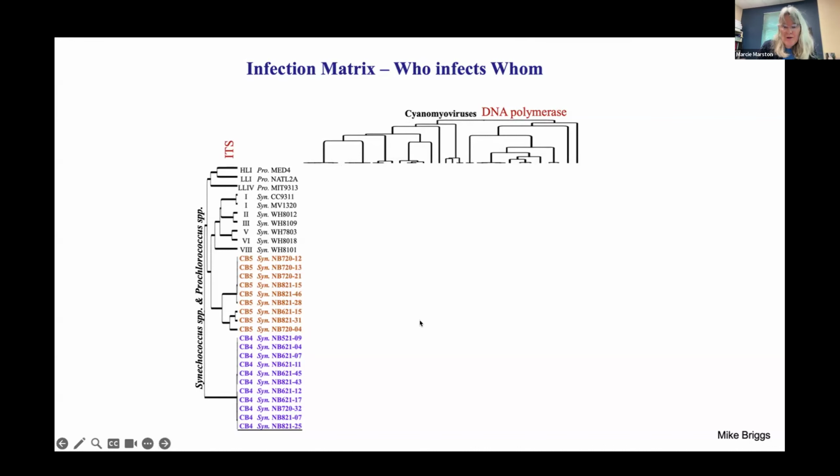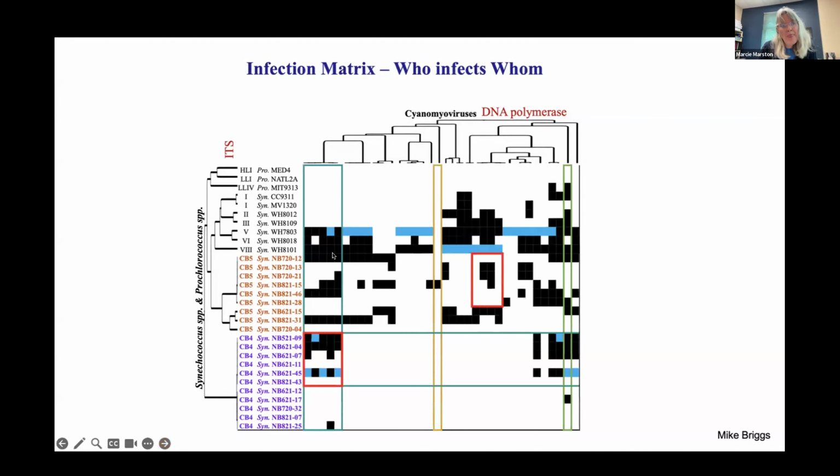So when we look at this matrix, the black indicates that this virus could infect that cell. Blue indicates which host the virus was isolated on. White indicates that there was no infection. And so indeed, just as John Waterbury saw that there were some Synechococcus that were resistant to co-occurring phage, we also see that. But we do see that there's quite a bit of infection.